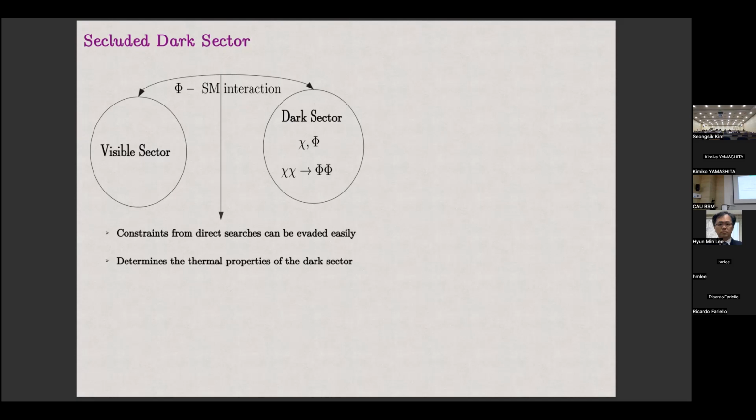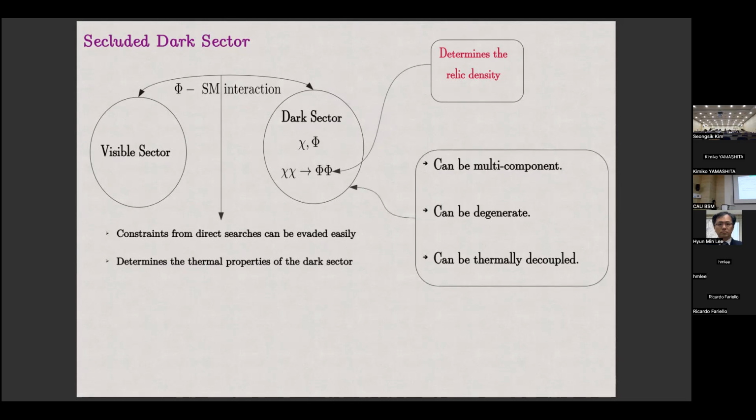In this scenario, the relic density of the dark sector is determined by this chi to phi annihilation channel. Since we do not know anything about the dark sector, it can be a multi-component dark sector, which means it can have many particles, and the masses of all the particles can be the same. Also, they can be thermally decoupled, which means that these two sectors are not in thermal equilibrium with each other. So in this work we study this thermally decoupled dark sector.